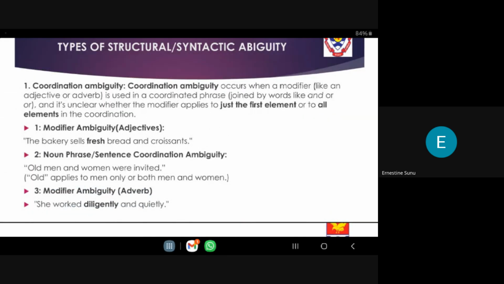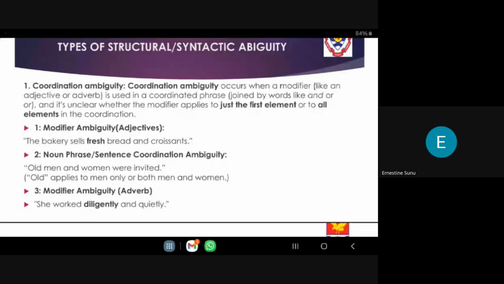Noun phrase or sentence coordination. So you have used and between. You can use other coordinators too. So: old men and women were invited. Is it now about the men being the only old people who were invited, or both the men and the women are all old? So this one too is ambiguous. Either only the men or both the men and the women.